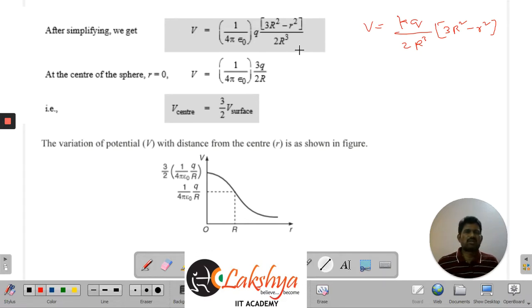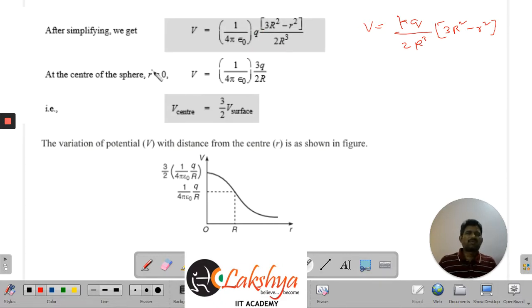So this is the potential due to the uniformly charged sphere at a distance r from the center, inside the sphere. This is an important formula, and you need to remember it, because if you remember this expression, then only you can solve some problems. Whenever the problems involve a charged particle moving inside this solid sphere, we need to remember this expression here. So this is an important expression.